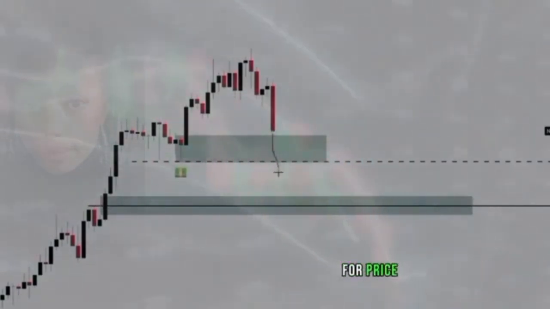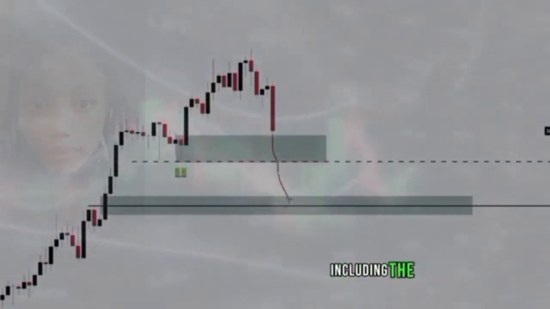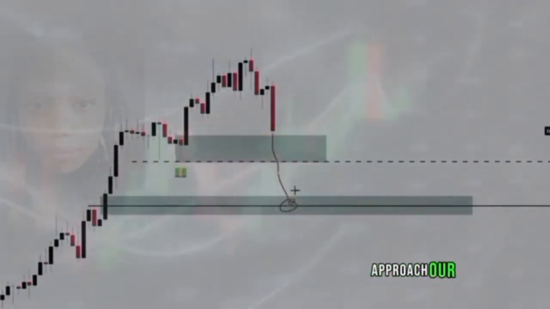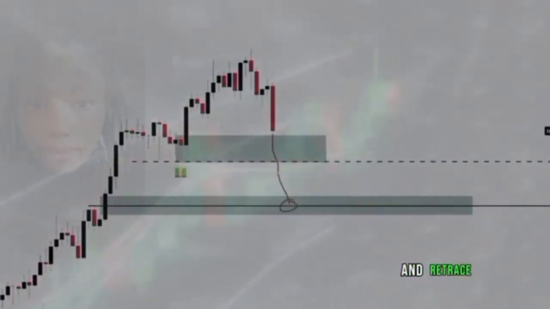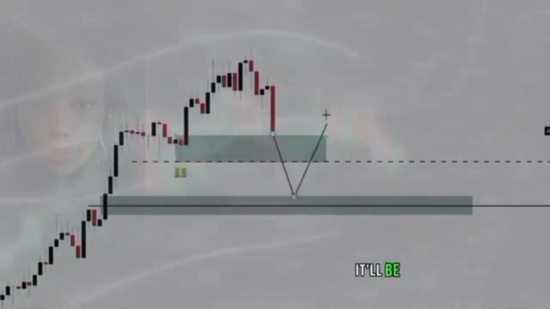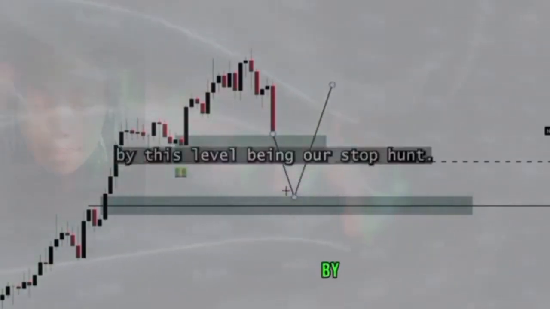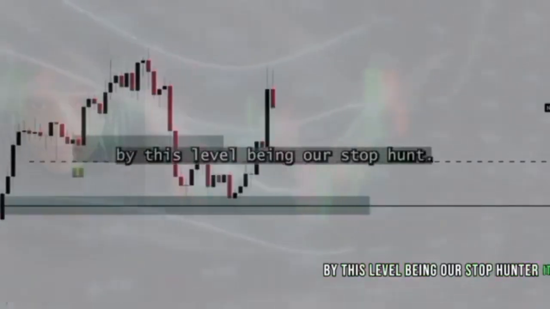But the entry that we're looking for is our overlap fair value gap. So what we're waiting for here is we're waiting for price to take this level out and take out all the retail traders, including the smart money traders, approach our overlap fair value gap and retrace. So it'll be something like this, by this level being our stop hunter.